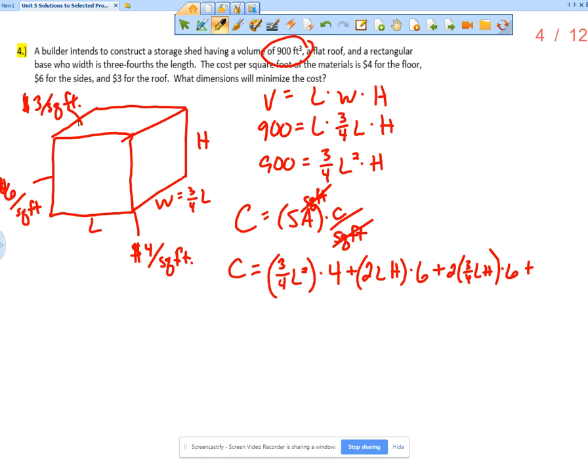the roof. The roof would be the same as the bottom, L times W, so it'd be 3/4 L squared, and then times the cost for the roof, which is 3. Now, of course, you can simplify that quite a bit, but once again, we still have L and H. So just like earlier problems, we're going to solve that equation for H and then substitute in and simplify once again, and then we can minimize the cost.